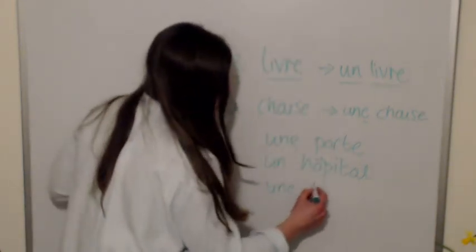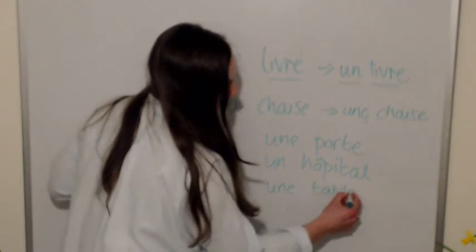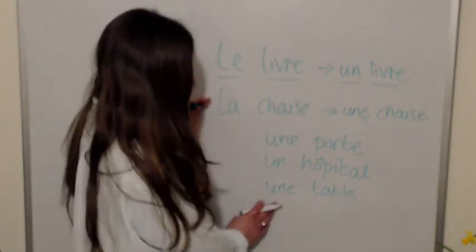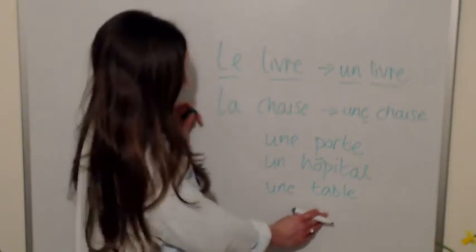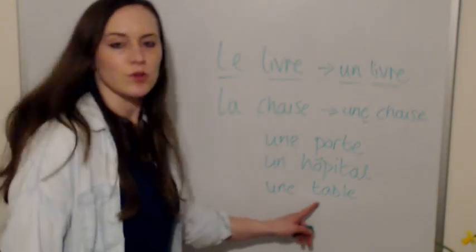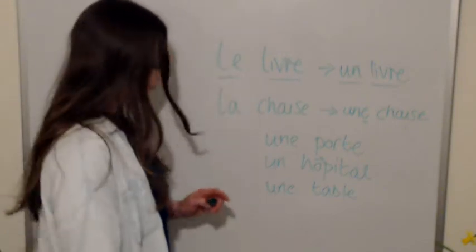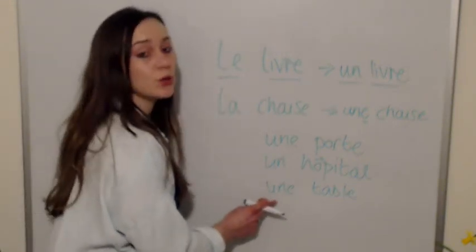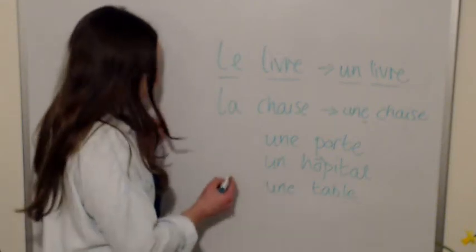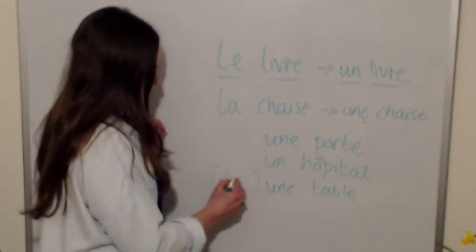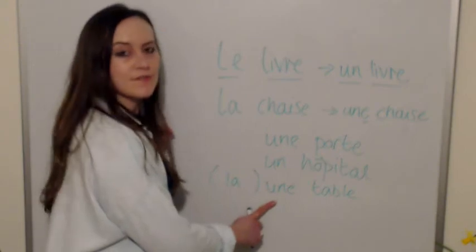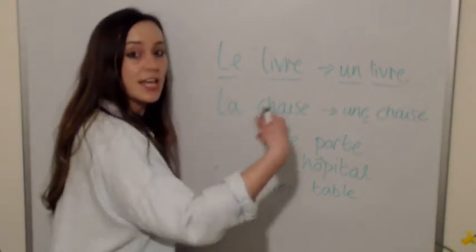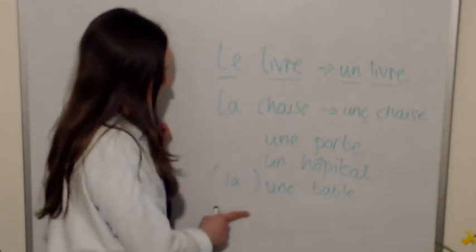Une table. Table, well, you can tell what that is, can't you? A table. So you would have to know that table is a feminine noun. If we wanted to say the table, and we knew it was une for a table, we would just use la. Une is a feminine way of saying a or one of something.